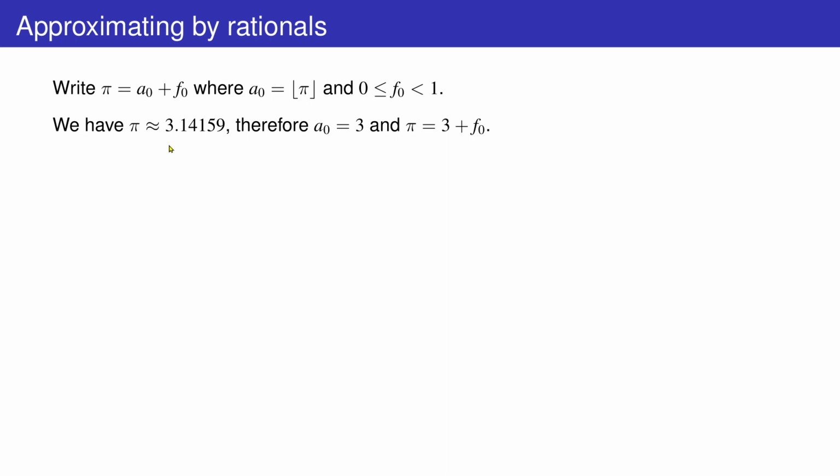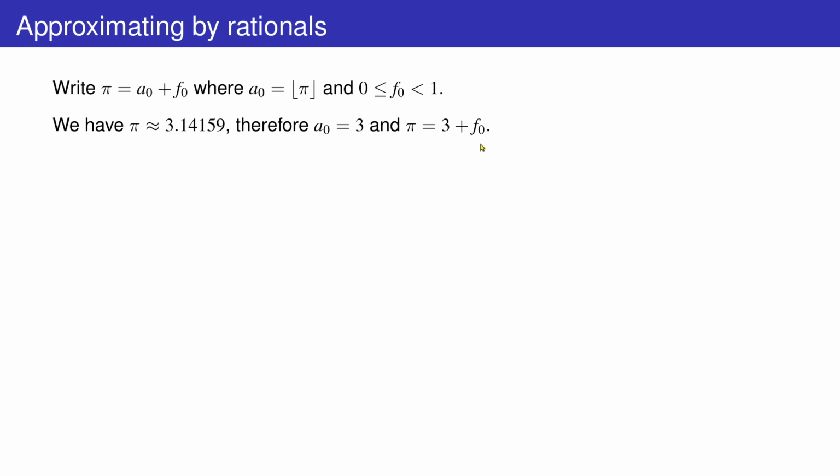We know that pi is approximately 3.14159, so we can clearly see that its integer part is 3. If we go to 4, that would exceed pi. We can easily calculate its fractional part as f0 = pi minus 3. So pi is equal to 3 plus its fractional part f0. So what do we do then? We've got the integer part 3. It's not a brilliant approximation. So we can work further with this fractional part. Notice it's less than 1.